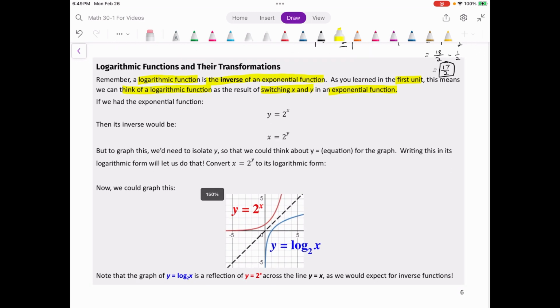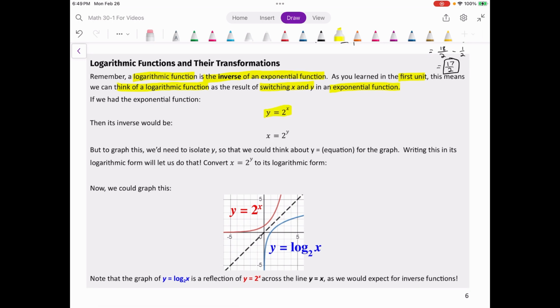So if we had the exponential function y equals 2 to the x, that's what we talked about in the previous lesson, functions like that, then its inverse would be, well, switch x and y. So if y equals 2 to the x, then x equals 2 to the y. But to graph this, we often have things in the form y equals stuff, not x equals stuff, because y is the dependent variable. It's the output. So to write it in our function notation, we'd need to isolate y so that we could think about y equals stuff for the graph.